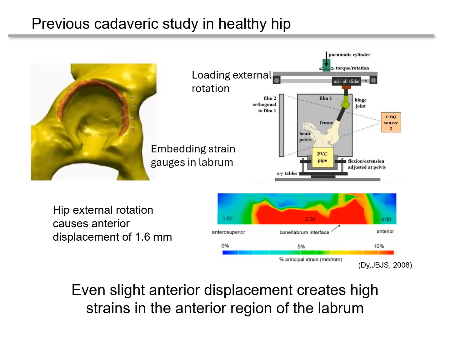This is a previous study that measured strain on the labrum due to abduction or external rotation torque. In this study, a strain gauge was placed on the labrum of a cadaver. And the study reported that when abduction or external rotation torque was applied, a 1.6 mm anterior displacement of the femoral head was observed. The study revealed that this slight displacement caused high strain in the area from the front to the anterior superior part of the labrum.